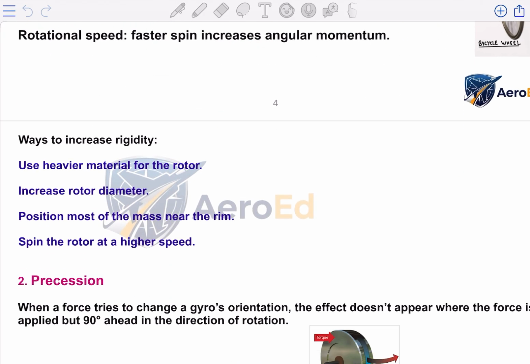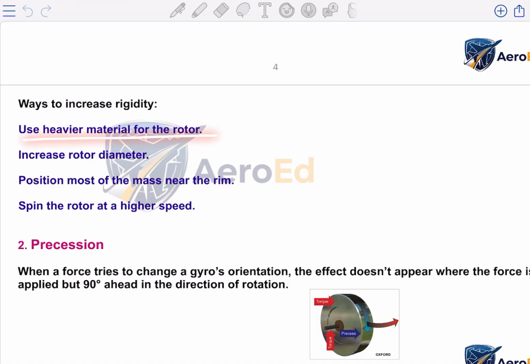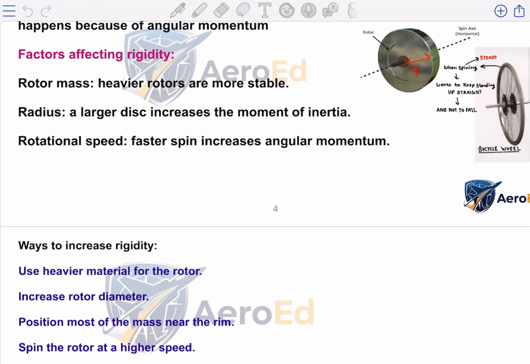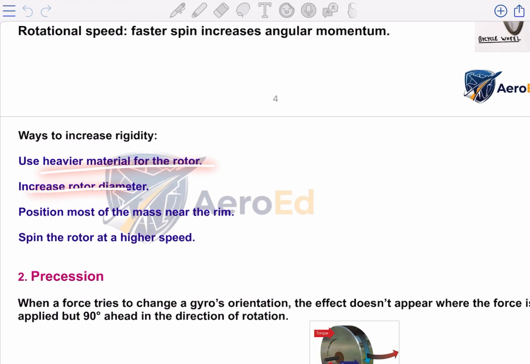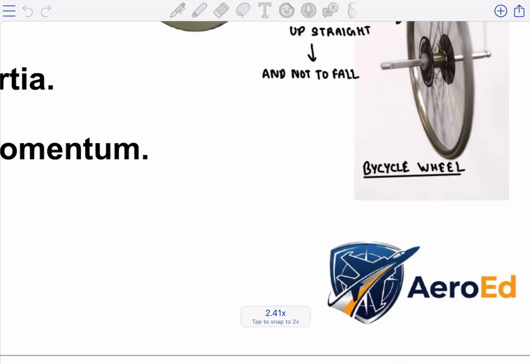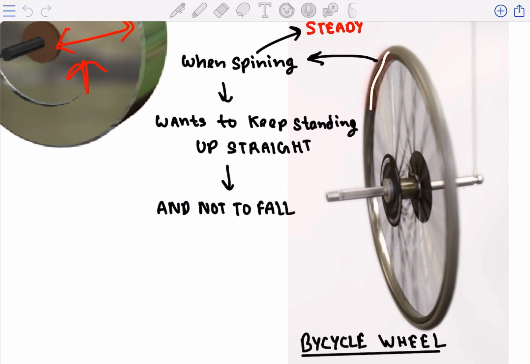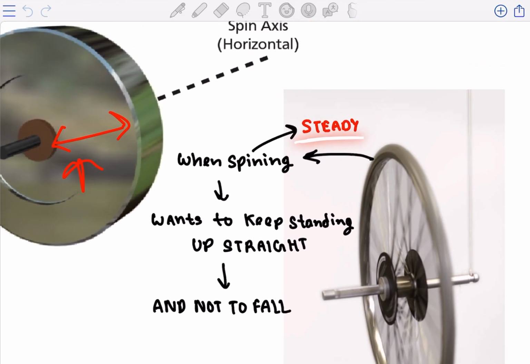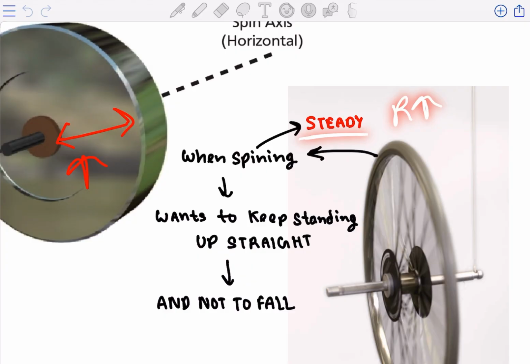So what are the ways to increase rigidity? Use heavier material for the rotor, so it will make the rotor more heavy, right? Increase the rotor diameter. Increasing the rotor diameter will increase the moment of inertia, which will increase the rigidity. Position most of the mass near the rim. As you can see in the bicycle example also, most of the weight is at the rim, so it will make it more stable, right? So it will make it more rigid.